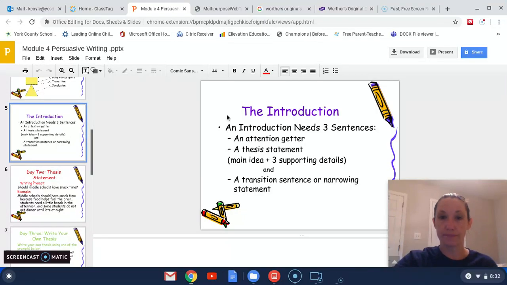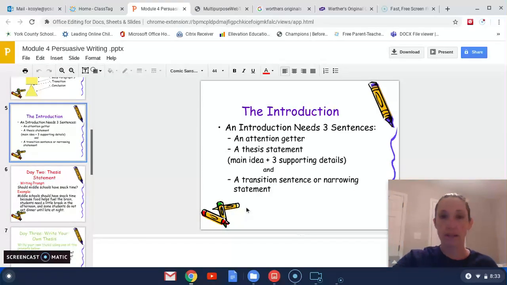The introduction needs an attention getter or a hook, a thesis statement, or the main idea with 3 supporting details. I know we already worked on writing thesis statements a little bit, but it's been a while, so we're going to do a little review on that today. And I don't know that everybody got to do that activity. A lot of us came later in the year, and I'm not quite sure if everyone was here for that. Before we finish our introduction, we also have to have a transition sentence or narrowing statement.